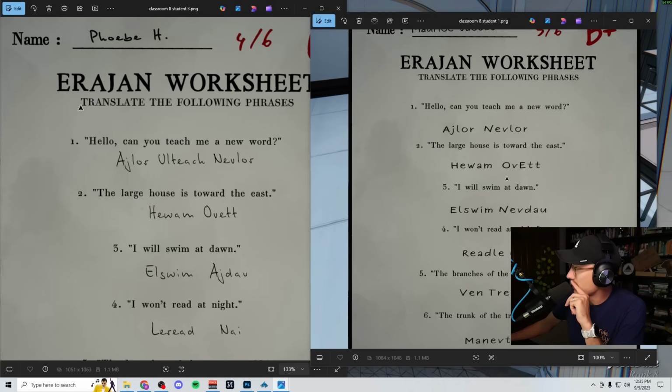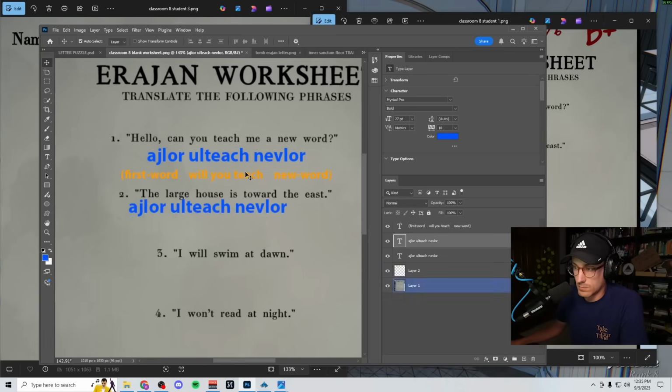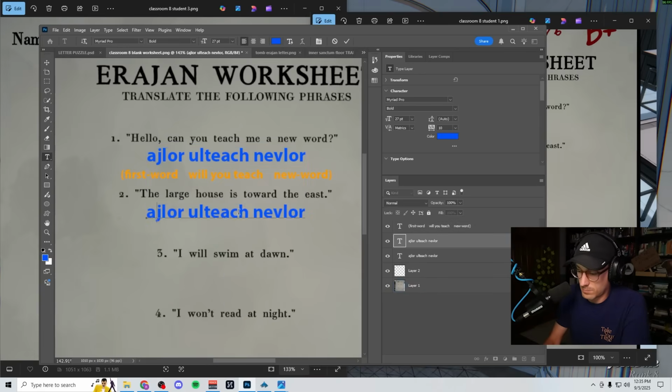We know that AM means large. HEW, does that mean house? That does mean house. Okay. So, the way we should write this down is, what was the Ovet.